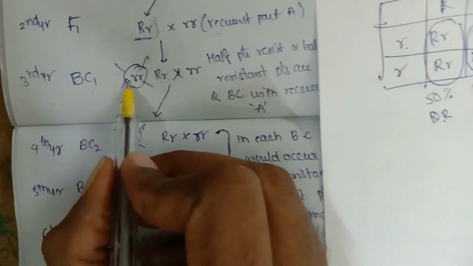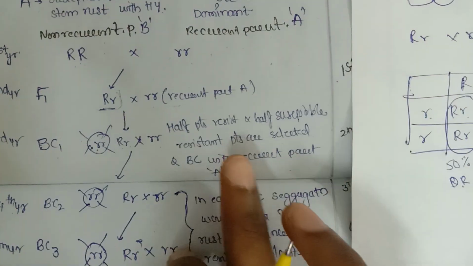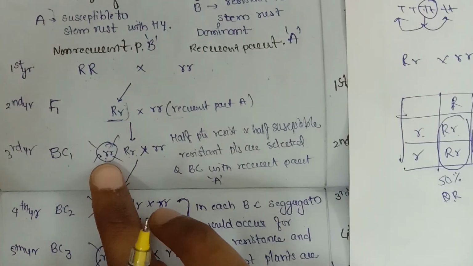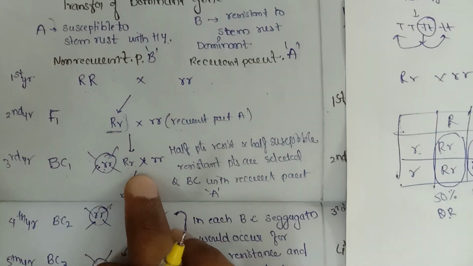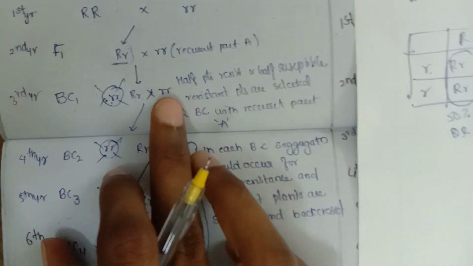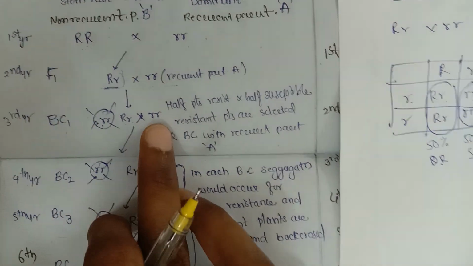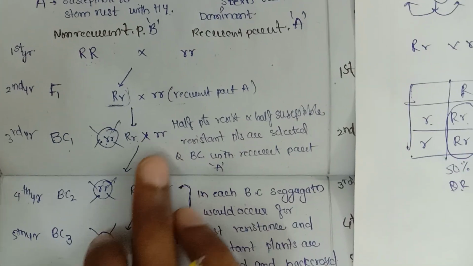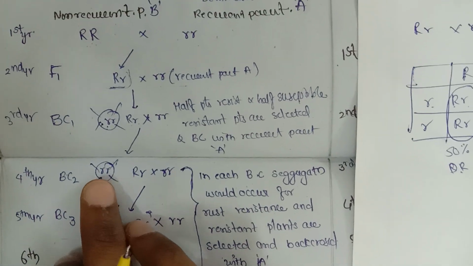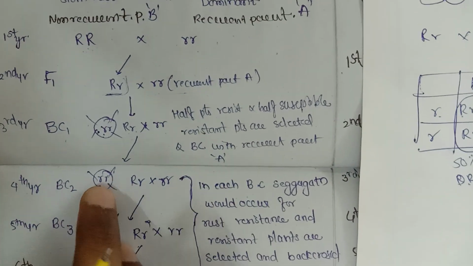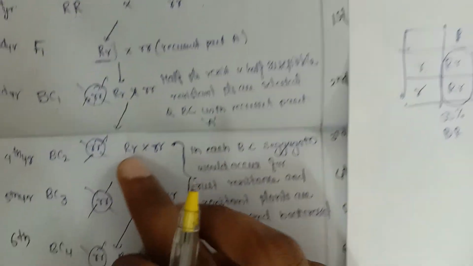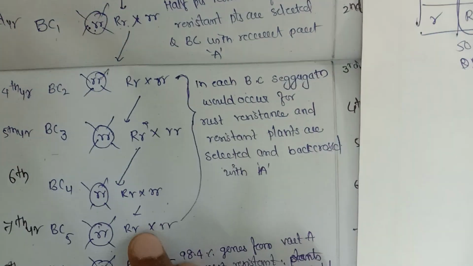So we must discard the susceptible progeny. Half of the progeny are resistant and half are susceptible. So half of the resistant progeny are selected and half of the susceptible progeny are discarded. And then again it goes for crossing with the recurrent parent, and it leads to the progeny. Again the 50% susceptible progeny are discarded and the resistant 50% progeny are selected, and it is repeated up to backcross 6.